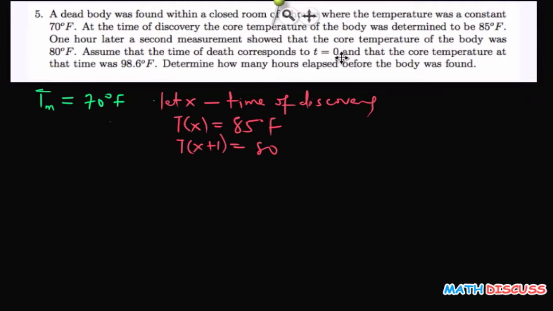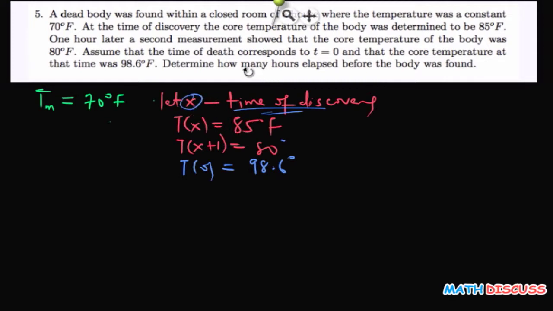So that should tell you that that is going to be your initial condition. That is what our statement simply implies, that at time T equals 0, our temperature is 98.6 degrees Fahrenheit. Now we are told to determine how many hours elapsed before the body was found. The body was found when? The body was found at the time of discovery. So we are told to find X. This is just what we are told to find.